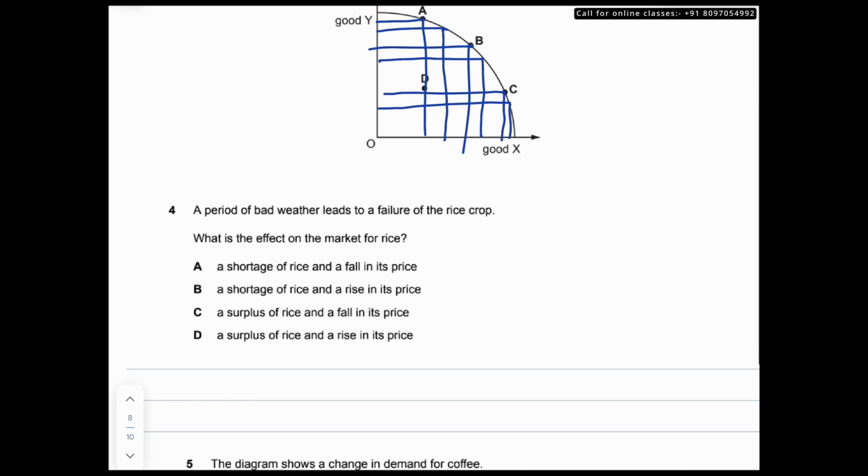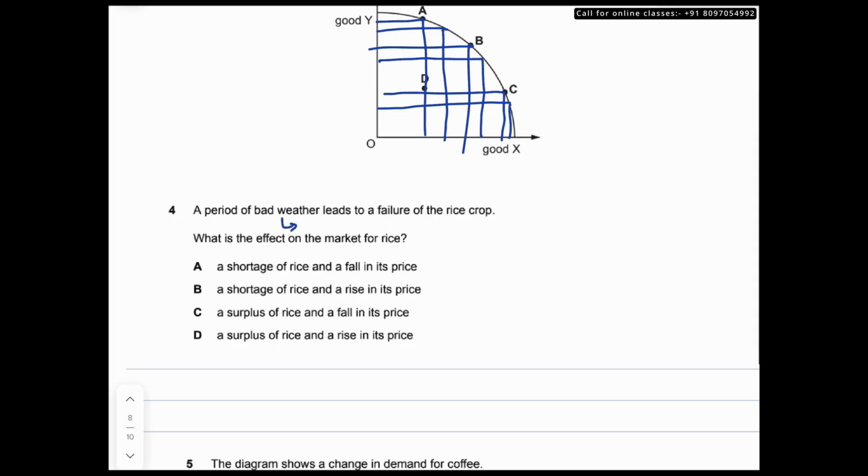Okay. Now based on the options that we have here, the correct answer for this question is a shortage of rice and a rise in its price. Now let's take a look at the chain of logic, what is happening over here. So now what has happened? We have a bad weather, correct?